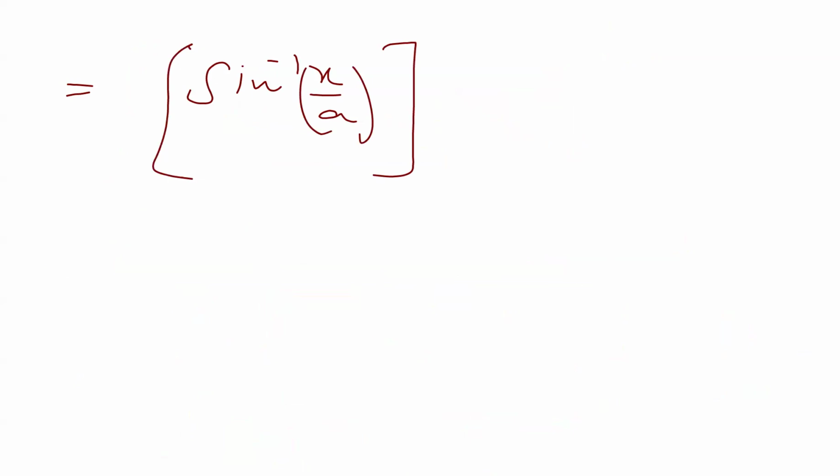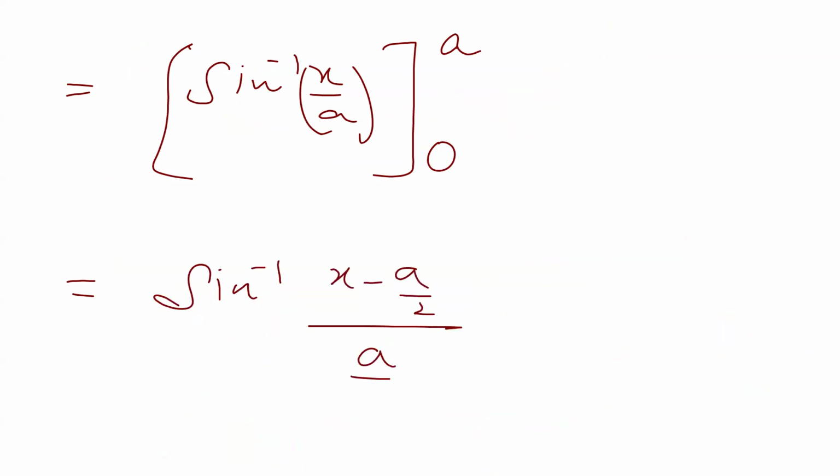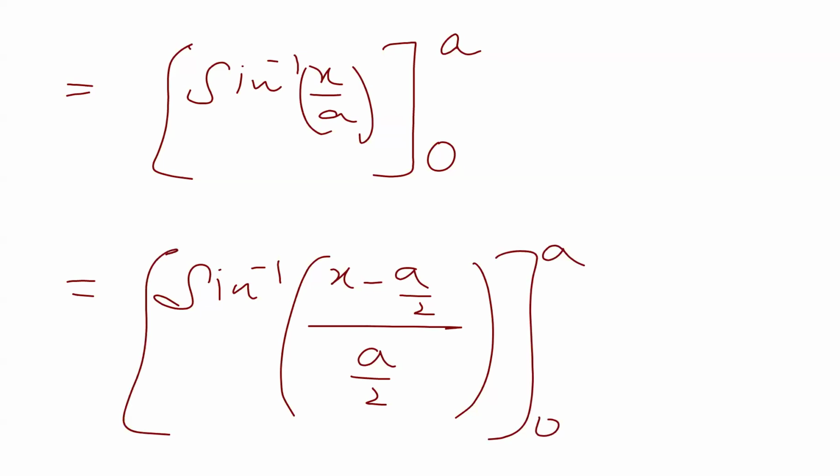Okay, upper limit and lower limit. Upper limit is a and lower limit is 0. Now put the value of x and a. X is x minus a by 2, and this is a by 2 upon d by dx of x minus a by 2, which is equal to 1. Derivative of x minus a by 2 is equal to 1.